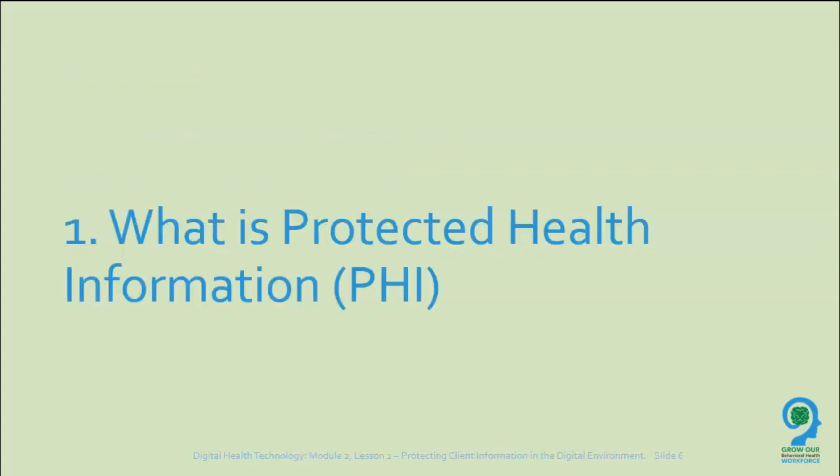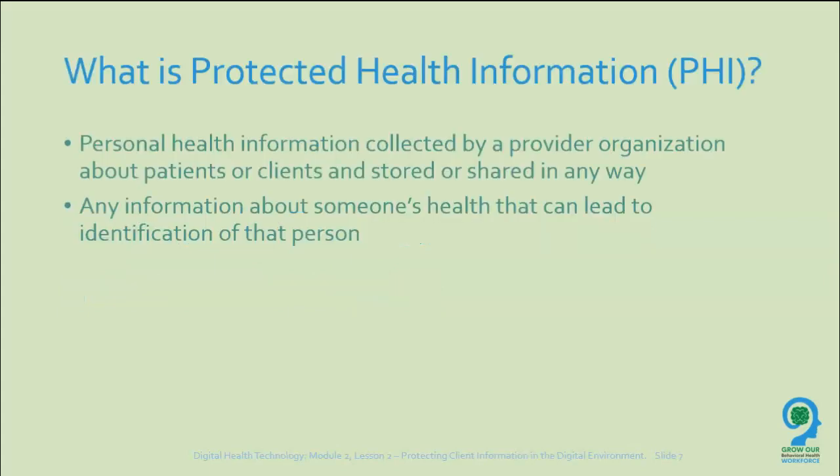Section 1. What is protected health information, or PHI? PHI is personal health information collected by a provider organization about patients or clients and stored or shared in any way. It is also any information about someone's health that can lead to identification of that person. With these two components of PHI in mind, let's look a little bit further.